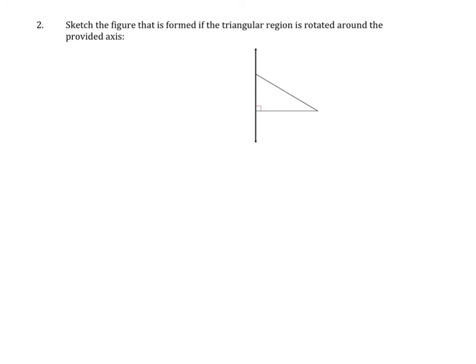Number 2, sketch the figure that is formed if the triangular region is rotated around the provided axis. So we took a look at this already last week, or last Thursday to be exact, and you noticed that when you rotated this axis, you ended up with a cone. So as a result, notice that you have a right triangle. When you rotate it about an axis of rotation 360 degrees, you end up with a figure that's a cone that has a circular base.